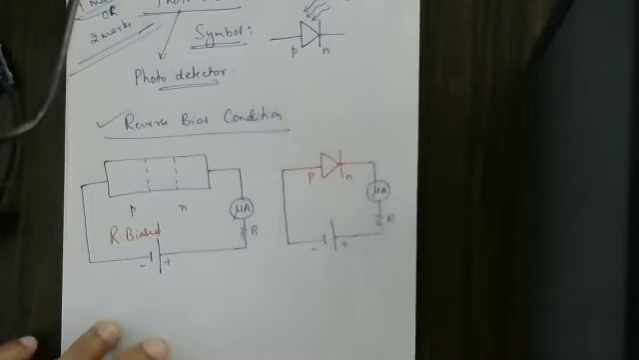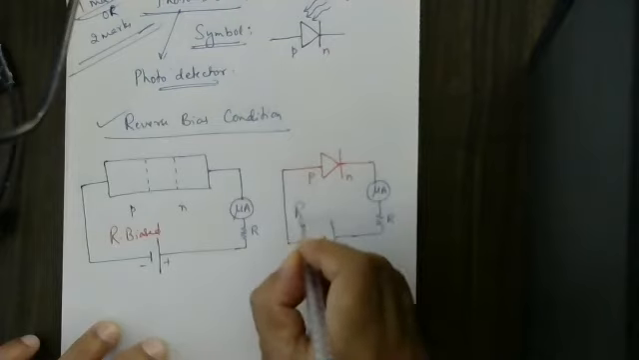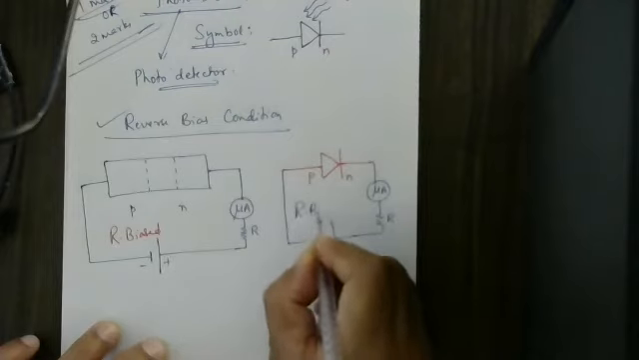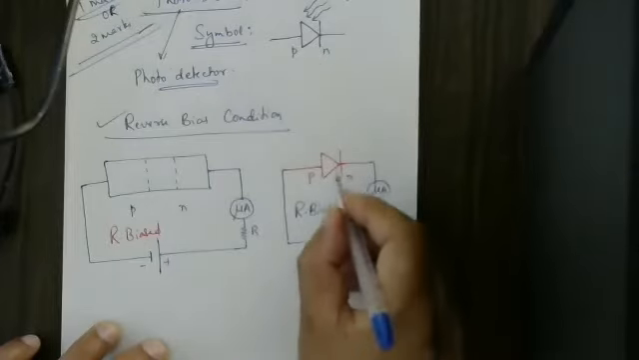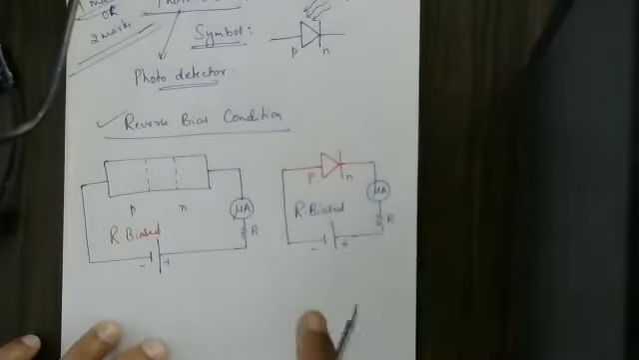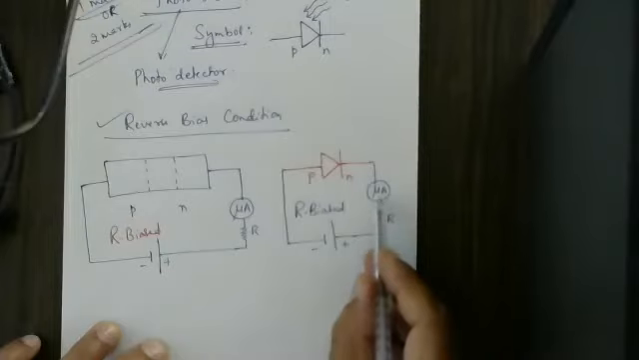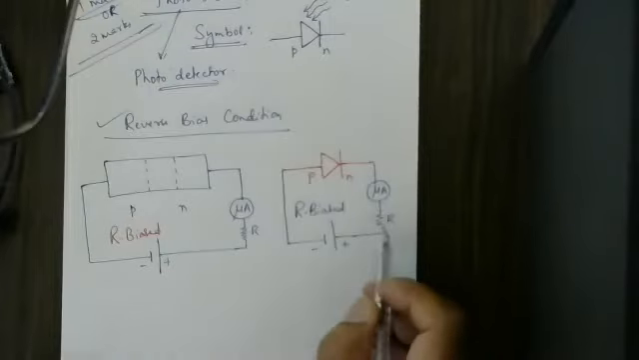Okay, this is the circuit symbol. This is in the form of the reverse bias condition. It is reverse biased: P, negative end; N, positive end. It has been connected through a resistance and a microammeter to measure the current.